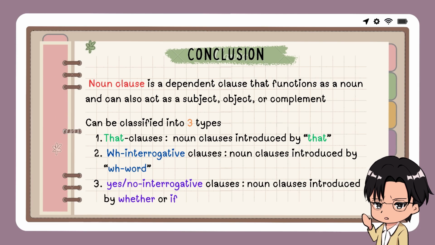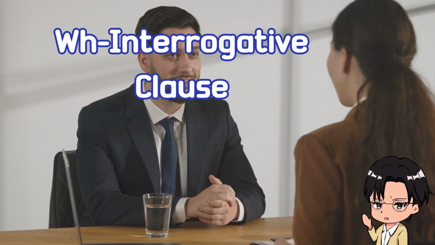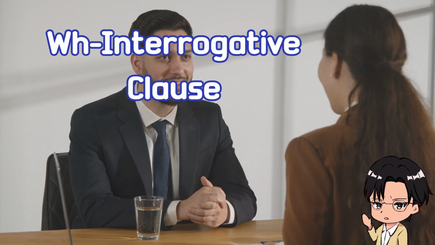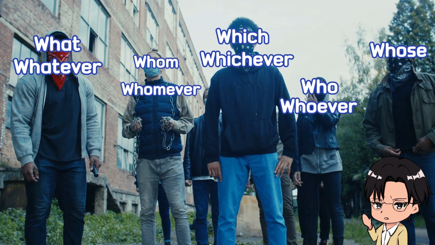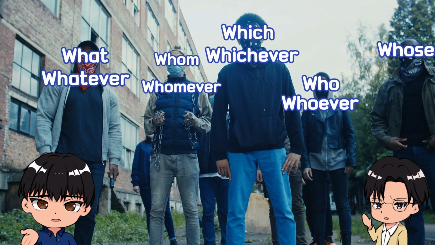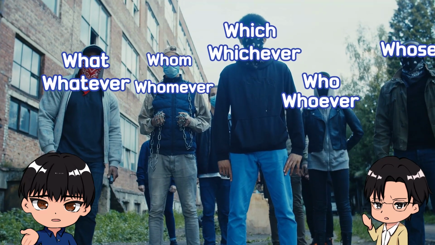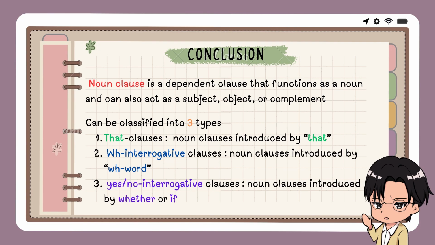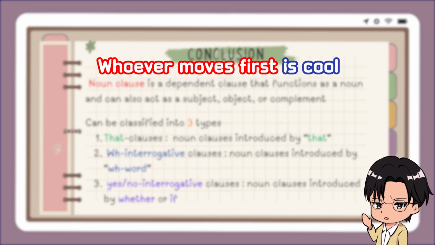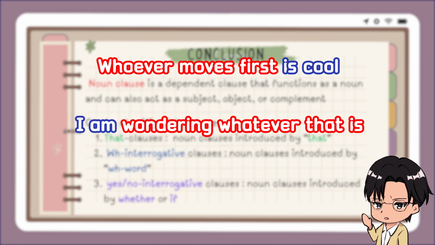Second one is the WH interrogative clauses. A noun clause introduced by the WH word, which has what, whatever, whom, whomever, which, whichever, who, whoever, and whose. For example, whoever moves first is cool. I am wondering whatever that is.